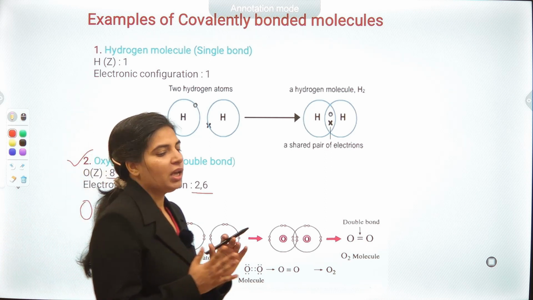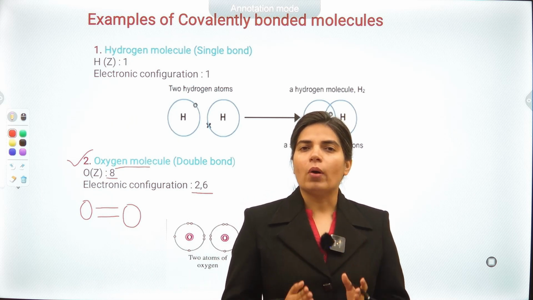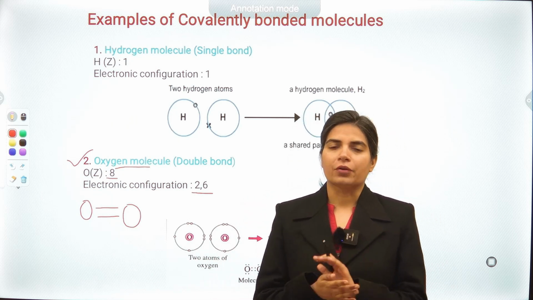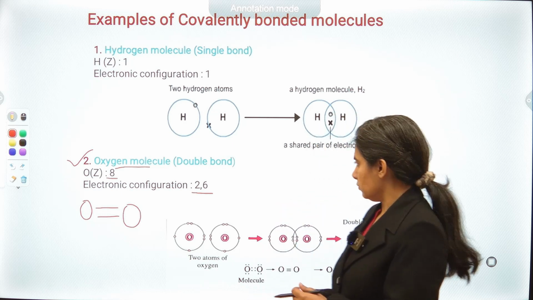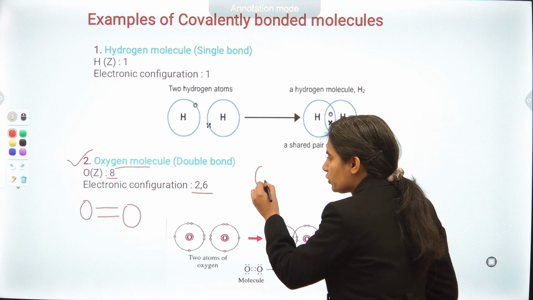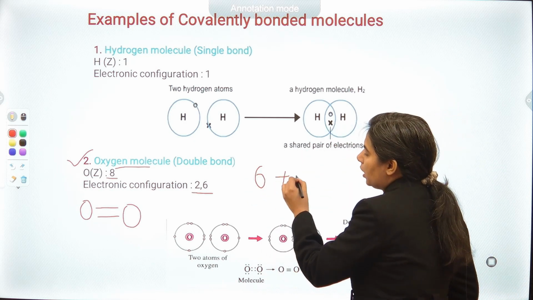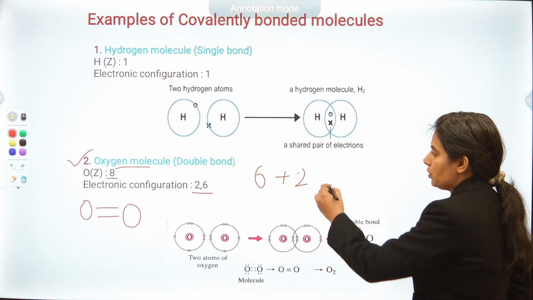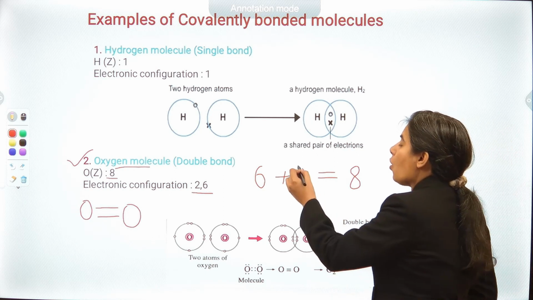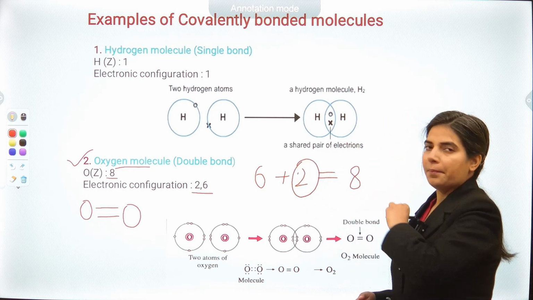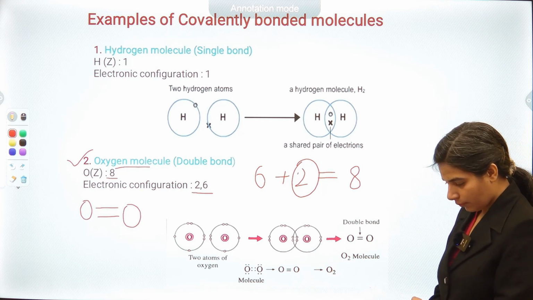And again, if I talk about the octet rule, oxygen requires 2 more electrons in order to complete its octet. In outermost shell, oxygen is having 6 electrons. When oxygen gets 2 electrons, then there will be total of 8 electrons. So how is oxygen managing to have 2 electrons? Let's see.